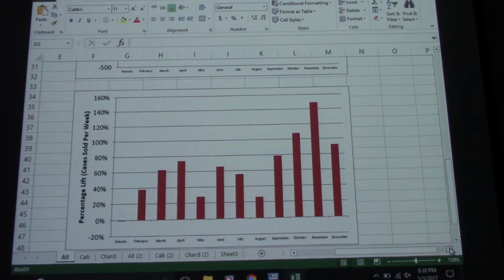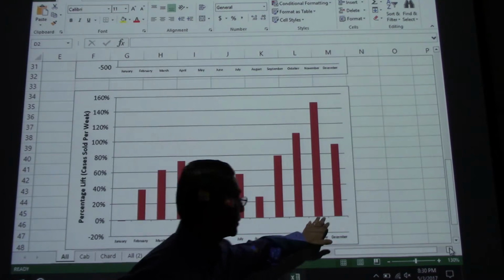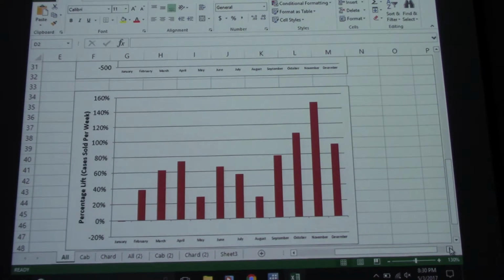So if I'm marketing, I want to look like a genius. I'm going to show you this graph. Look at my little shelf talker I came up with. It was an awesome one too. I was up all night doing it. And it resulted in a 140% increase in sales in November. That's awesome by anyone's standards. The problem is it's wrong.